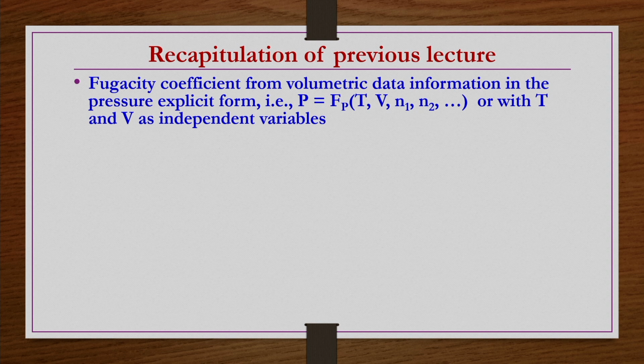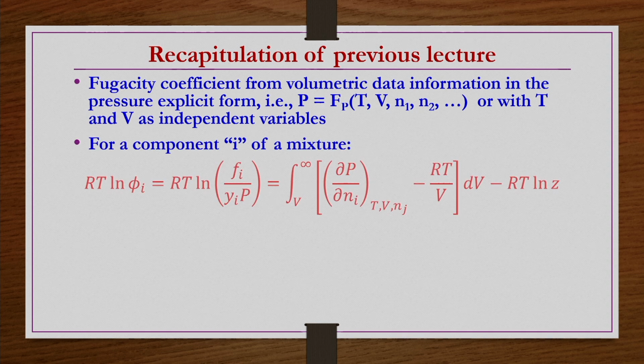Those fugacity coefficient expressions we derived for a component i of a mixture. We derived it as RT ln phi = RT ln (fi / yiP) = integral from V to infinity of [(∂P/∂Ni) at constant T, V, Nj − RT/V] dV − RT ln Z. This is what we have derived for a component i of a mixture.